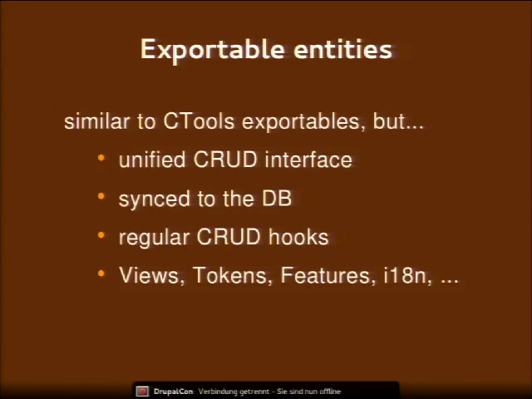And in the very same way as we have already seen, you will also receive Fuse integration, tokens, stuff like that for your exportable entity. And in addition to that, in particular for the exportables, there's Features integration, and the entity API also helps you with integrating with the i18n, the internationalization module.